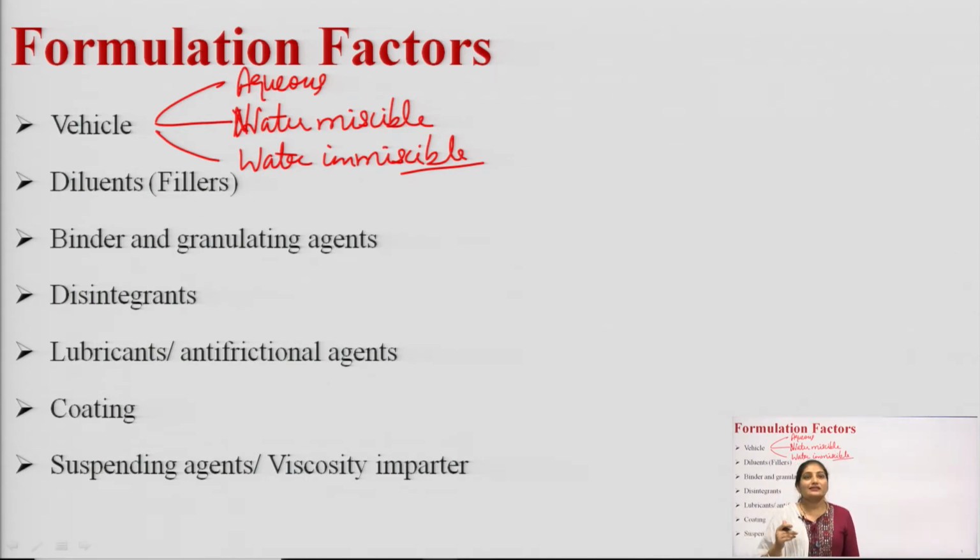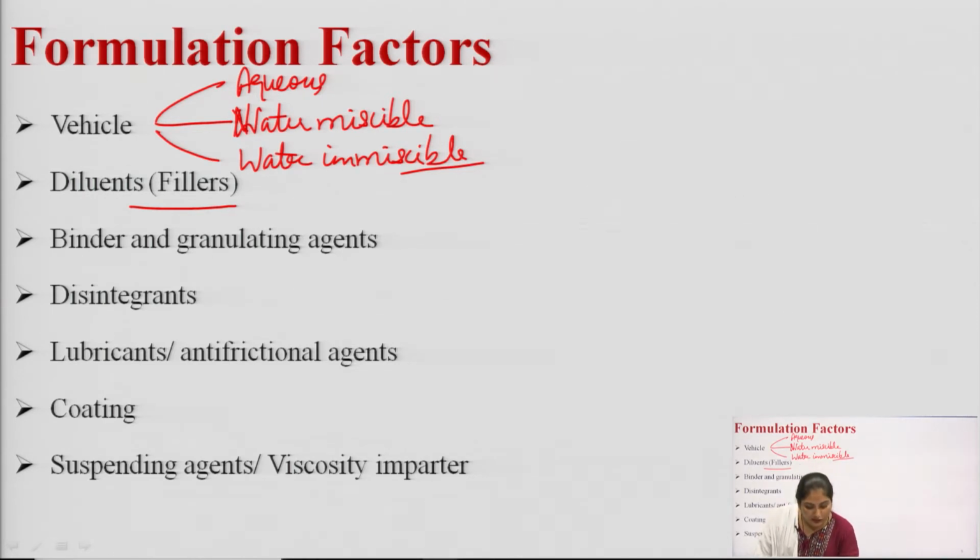Next is the diluents or the fillers. These diluents are also known as the fillers. Why are these called the fillers? Because they are providing the bulkiness. They are used for making bulk in the dosage form. These diluents are of two types. These can be organic in nature or these can be inorganic in nature.